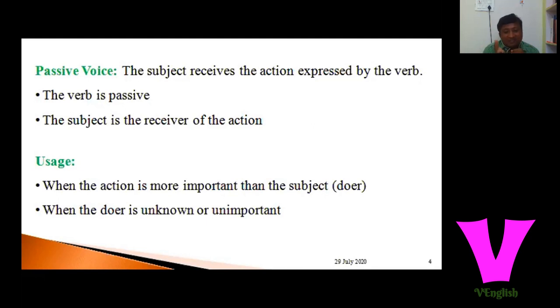So, in these cases, my purse has been stolen. Just like these cases, we can use passive voice.